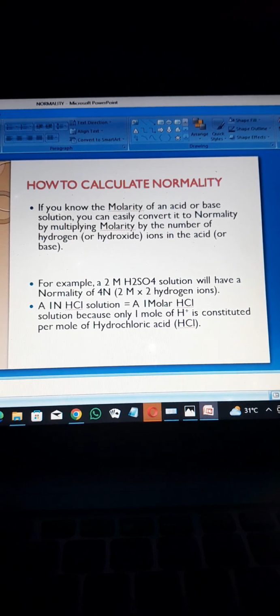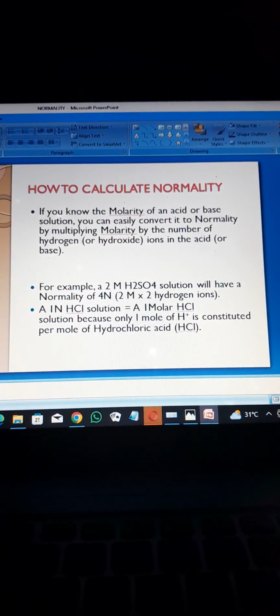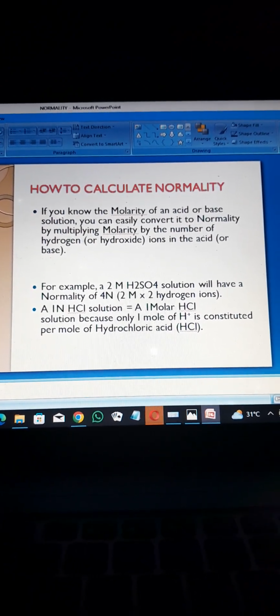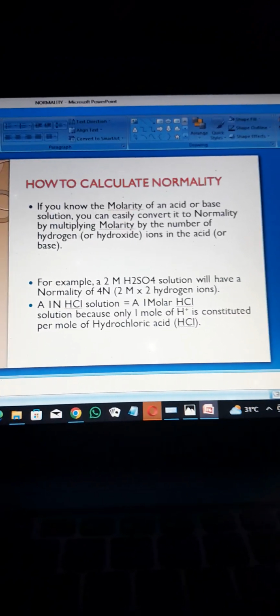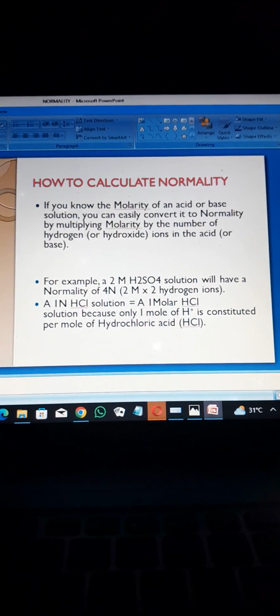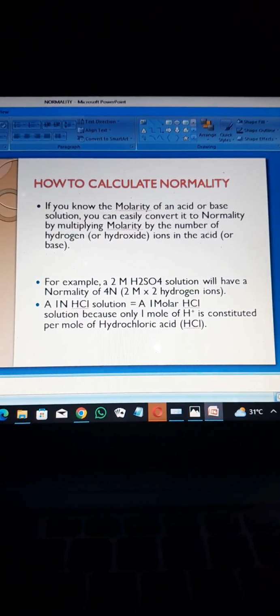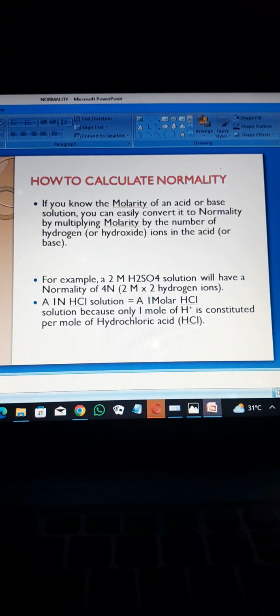First, how to calculate normality. If you know the molarity of an acid or base solution, you can easily convert it into normality by multiplying the molarity by the number of hydrogen ions or hydroxide ions in that acid or base. Let us take an example of 2M sulfuric acid, H2SO4. In sulfuric acid there are 2 hydrogen ions.